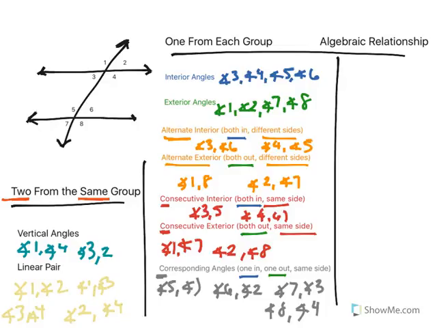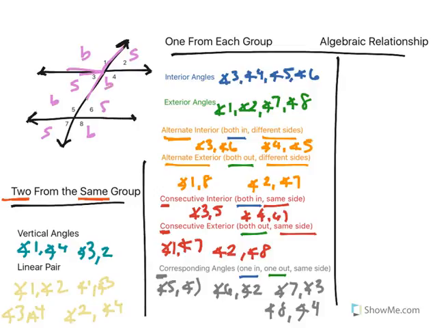It either creates big angles or small angles. How do I know which angle is a big angle and which angle is a small angle? Well, I look at it. This is a much bigger opening than this. So therefore I know these are the small angles and these are the big angles.